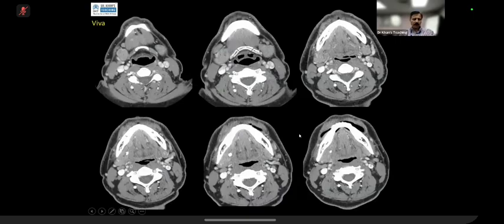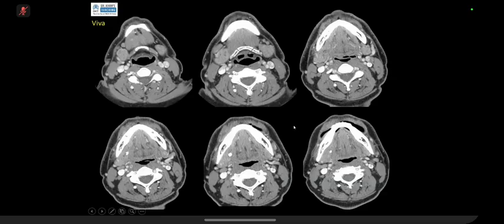Now here, similar case, what are the findings? It is not the same case. What are the findings on the right side? I can see that there is enlargement of the right submandibular gland with minimal post-contrast enhancement.